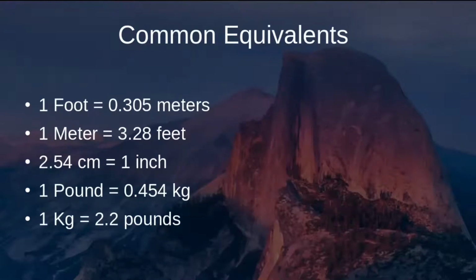So you will need to do some conversion from the common system to the metric or SI units, and these are some good numbers just to remember. 1 foot is equal to 0.305 meters, or it's easier for me to remember that 1 meter is equivalent to 3.28 feet.